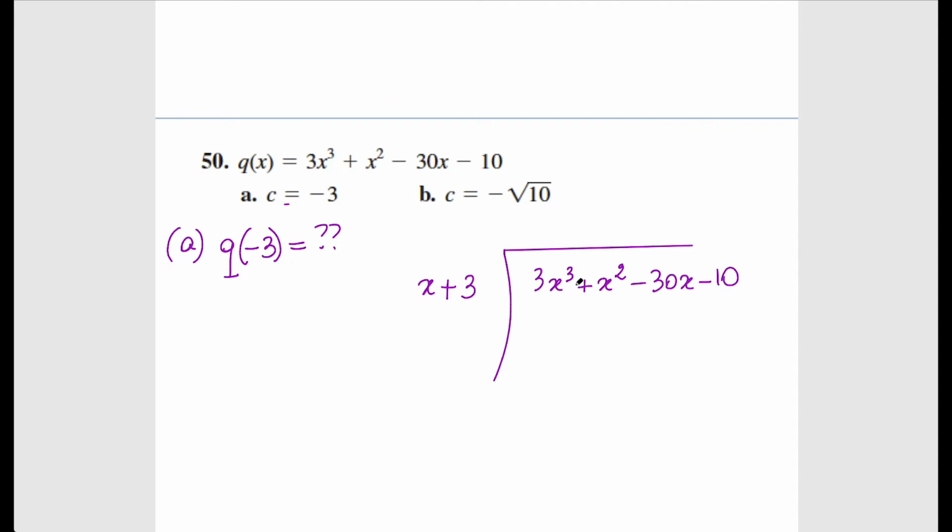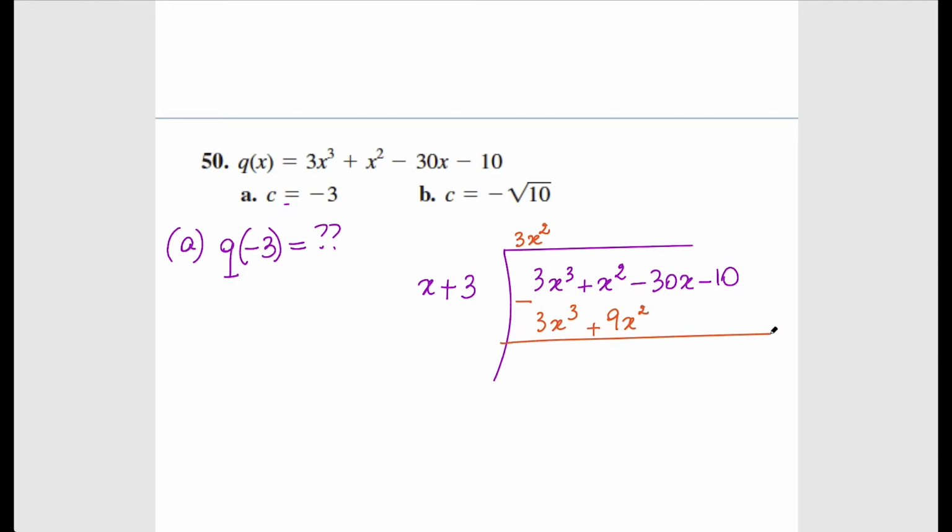So I want to... this is already arranged in a descending fashion for exponents, likewise here. So let's start this process. So x times what is 3x cubed? That's 3x squared. So 3x squared times x is 3x cubed. And if you subtract, oh, I forgot to multiply 3x squared times 3, right? 3x squared times 3 is 9x squared.